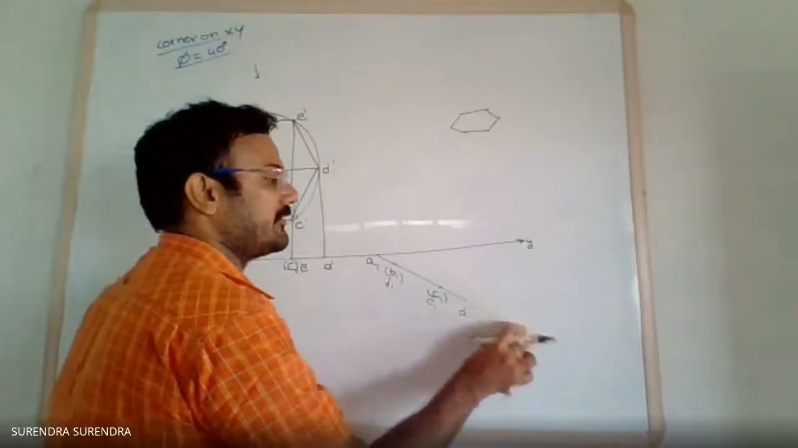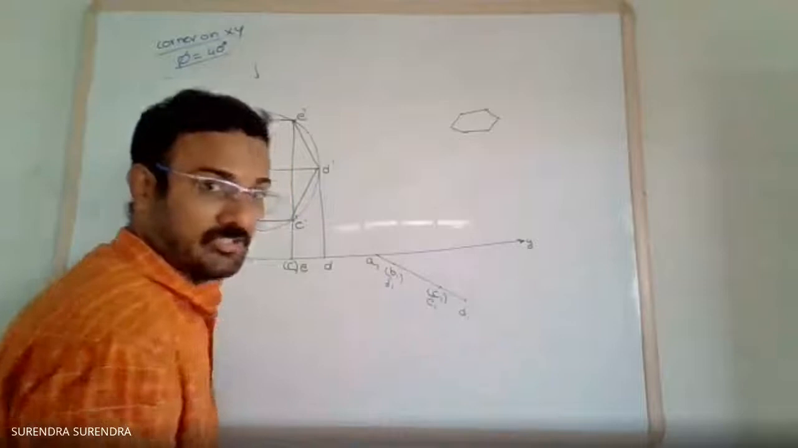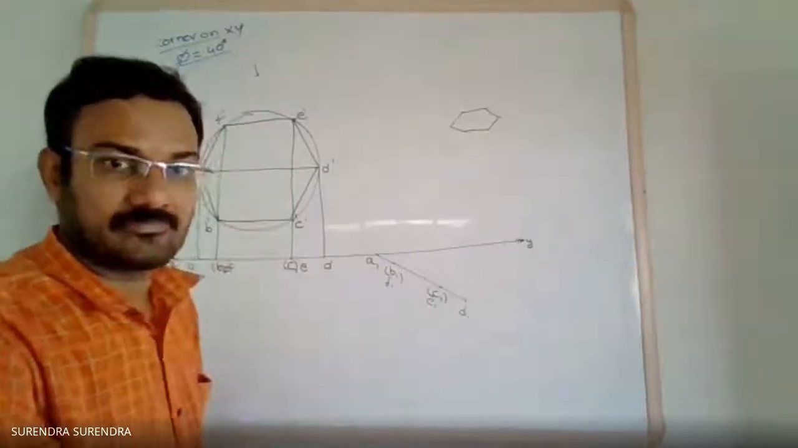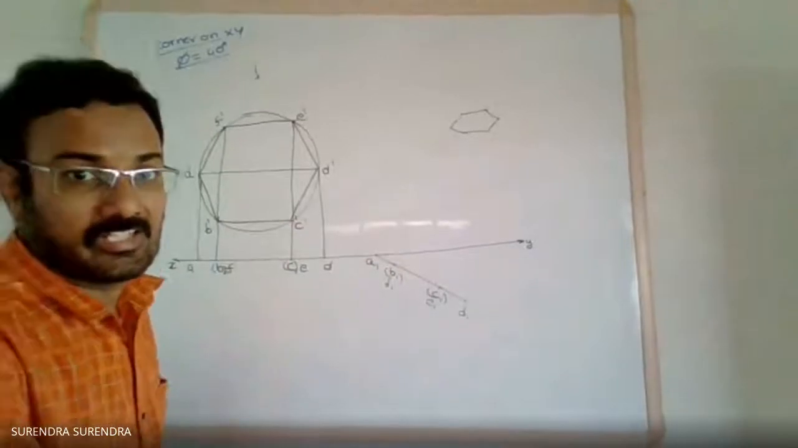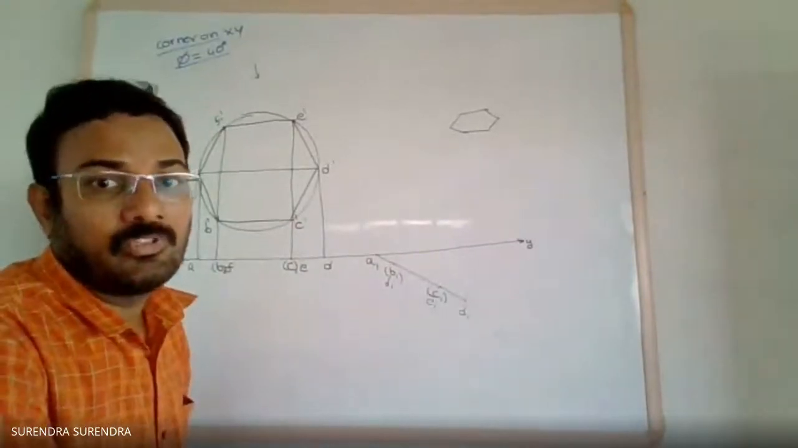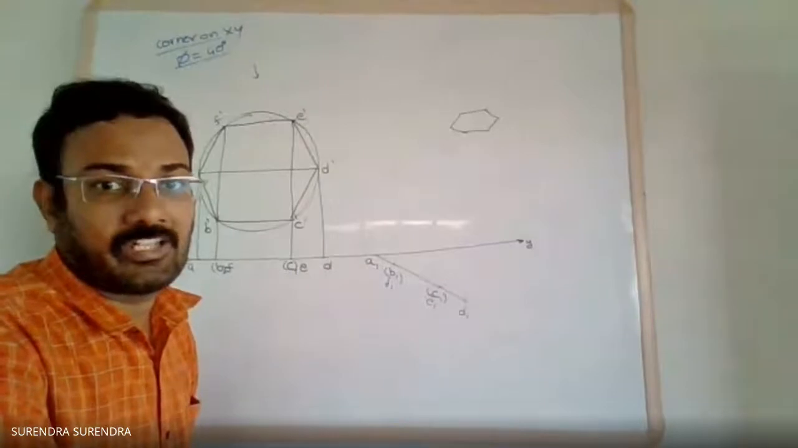Just redrawing this line with 40 degrees inclination and only highlight up to A to D. Only A to D must be with HB. No need to show this extended line. So we are redrawing this line with 40 degrees inclination. We are rotating the surface to VP per 40 degrees inclination.